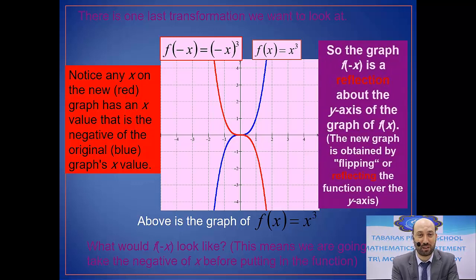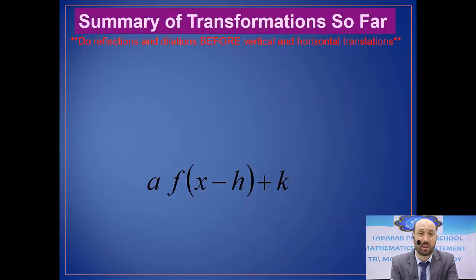So the graph of f of negative x is a reflection about the y-axis of the graph of f of x. The new graph is obtained by flipping or reflecting the function over the y-axis. I hope you enjoy our new lesson, and here we have the line of reflection, the y-axis. We have a summary of all that we studied here, a summary of transformations so far.